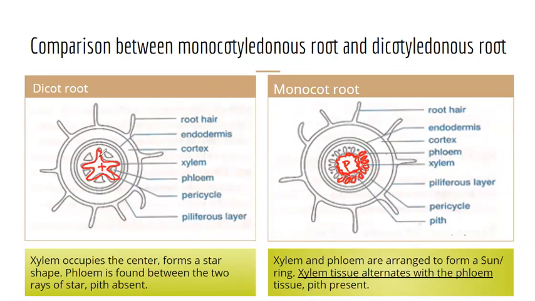But here, as you can see, the X shape or star shape actually occupies the space, and this is the xylem itself. We also have phloem here. Phloems are between each ray of xylem. But here we said they alternate, just like a sunflower, isn't it?